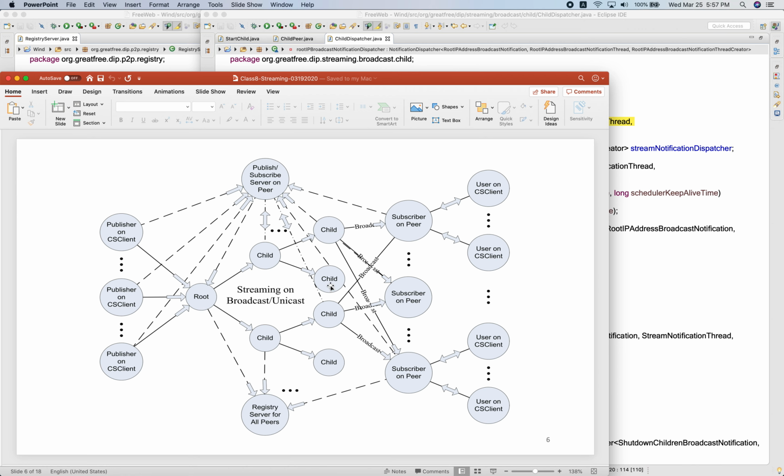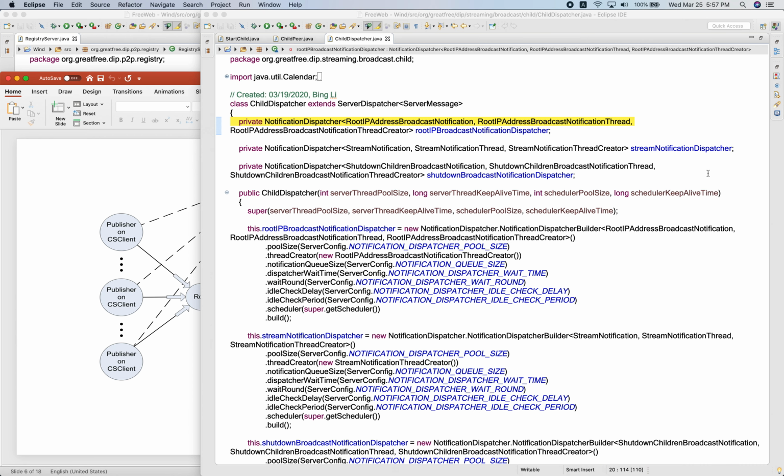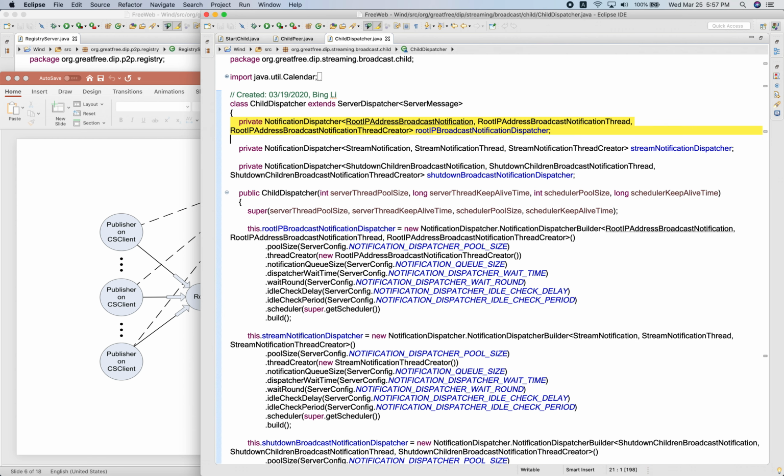If so, the children just perform forwarding. It's not necessary to send a response to the root point. So here, the random point is the root, so this one is not necessary. It doesn't matter, we just put it here.